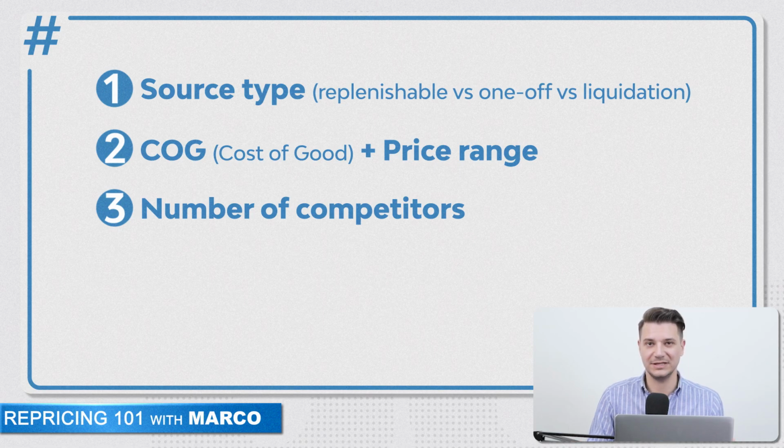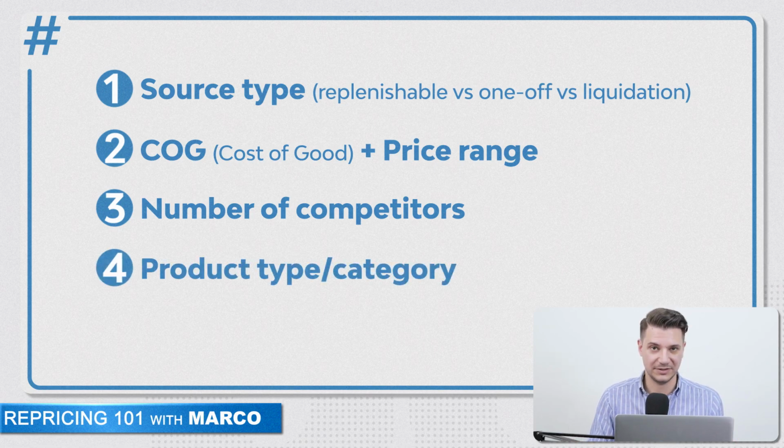And the last one is obviously the product type or category, because depending on the category, of course, there might be more or less profit to be made. For example, electronics usually have low profit compared to maybe toys or clothing items.